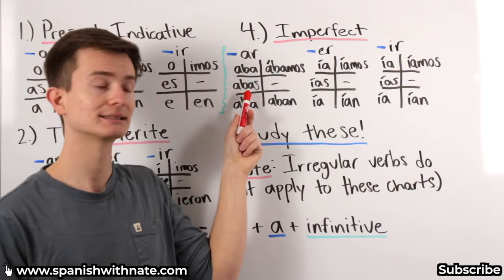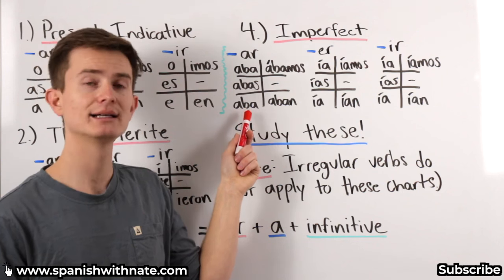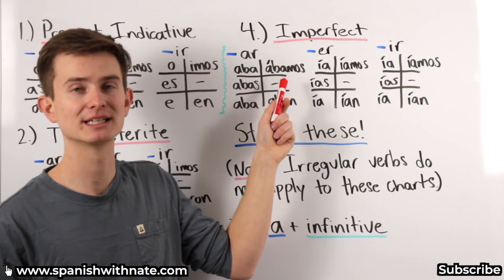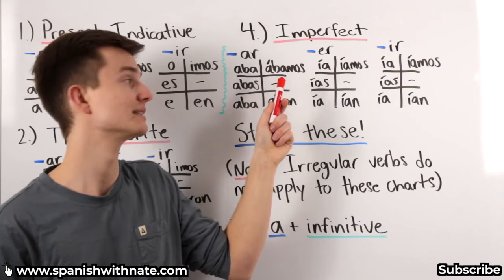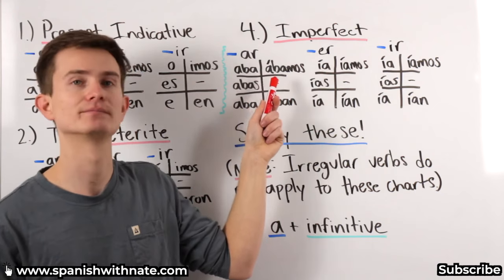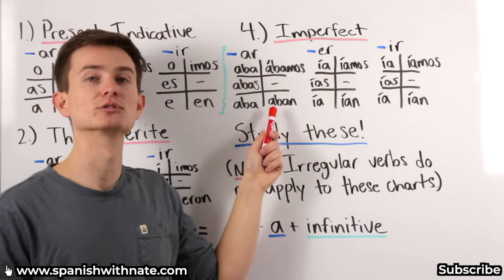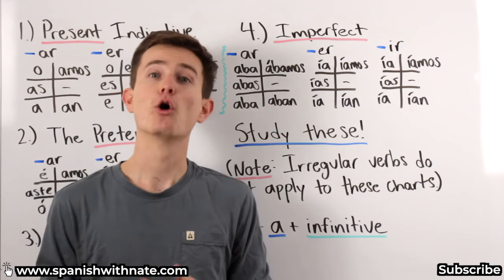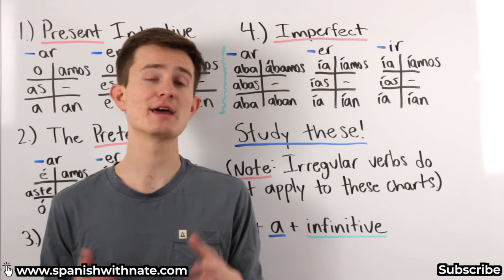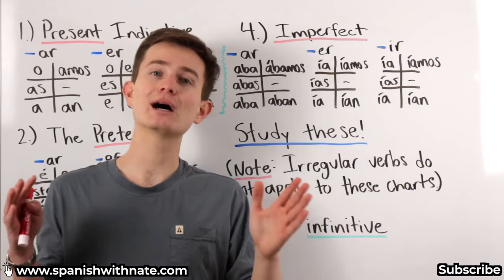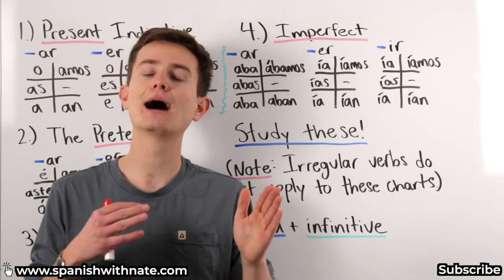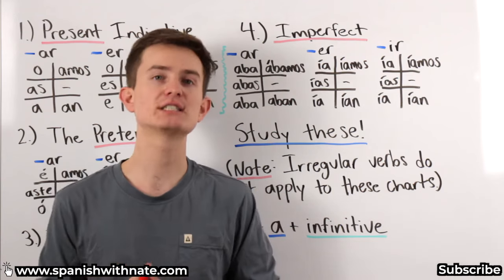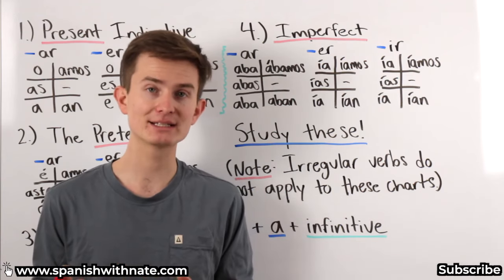Tú hablabas. Él, ella, usted hablaba. Nosotros hablábamos. Notice the accent here, okay? Ellos, ellas, ustedes hablaban. For example, if I want to say, when they were kids, they used to speak a lot. Cuando eran niños, hablaban a menudo. So when they were kids, they used to speak a lot. All right, does that make sense?